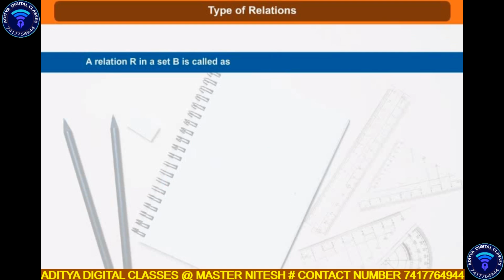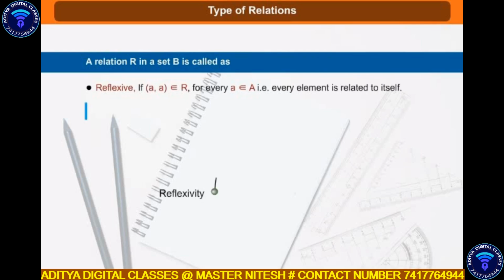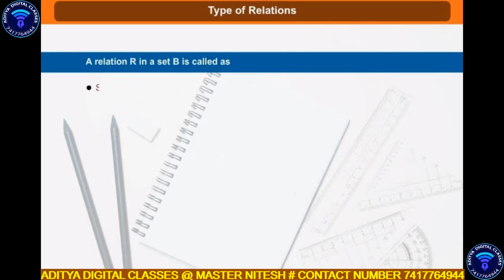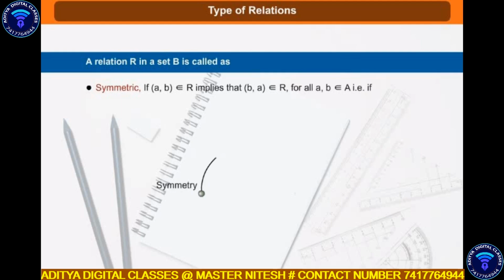Reflexive. A relation R in a set A is called reflexive if (a, a) belongs to R for every a belonging to A, that is, every element is related to itself. Example, the relation is equal to on the set of real numbers. Symmetric. If (a, b) belonging to R implies that (b, a) belonging to R for all a, b belonging to A, that is, if a is related to b, then b is also related to a.